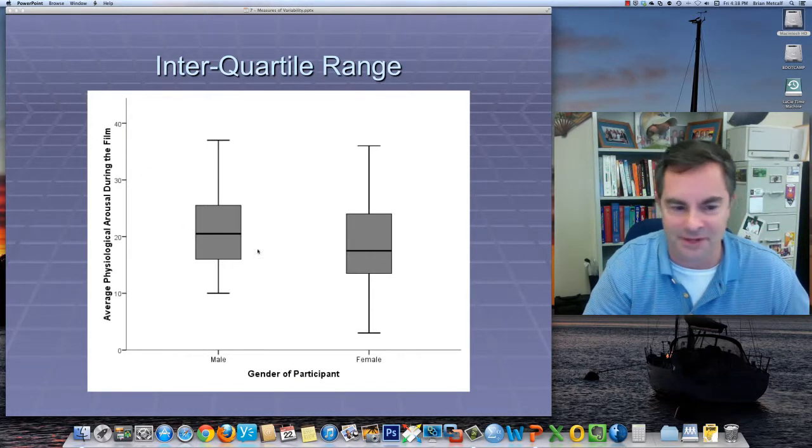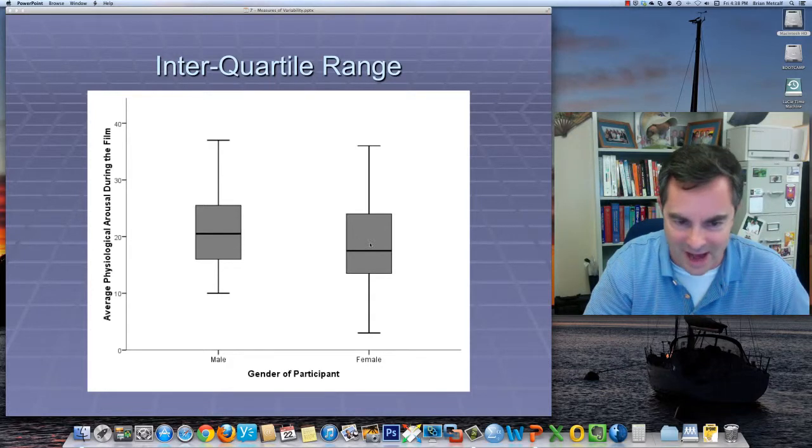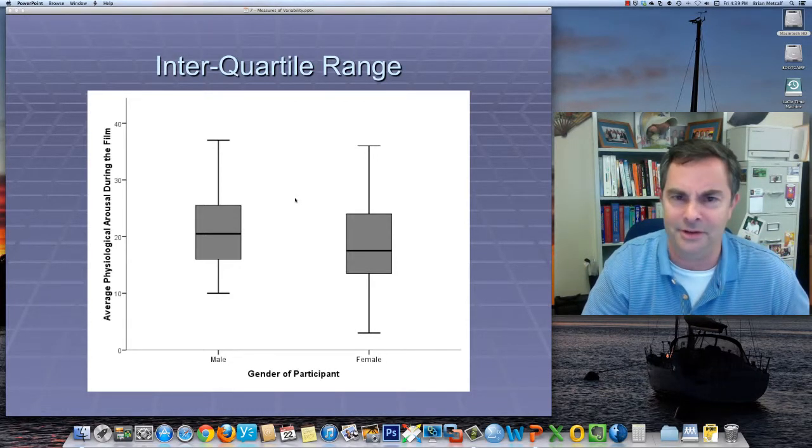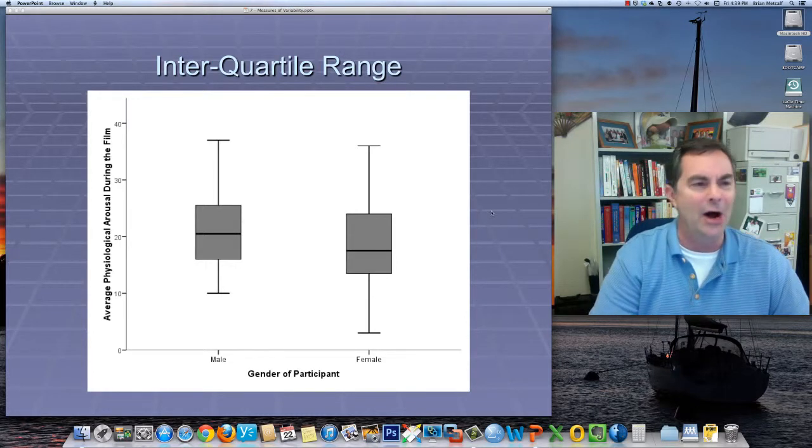Now notice something kind of interesting. The male arousal level is higher than the female arousal level, okay? So we could already sort of make the claim that males get more aroused watching chick flicks than the females do, okay? What does that mean?